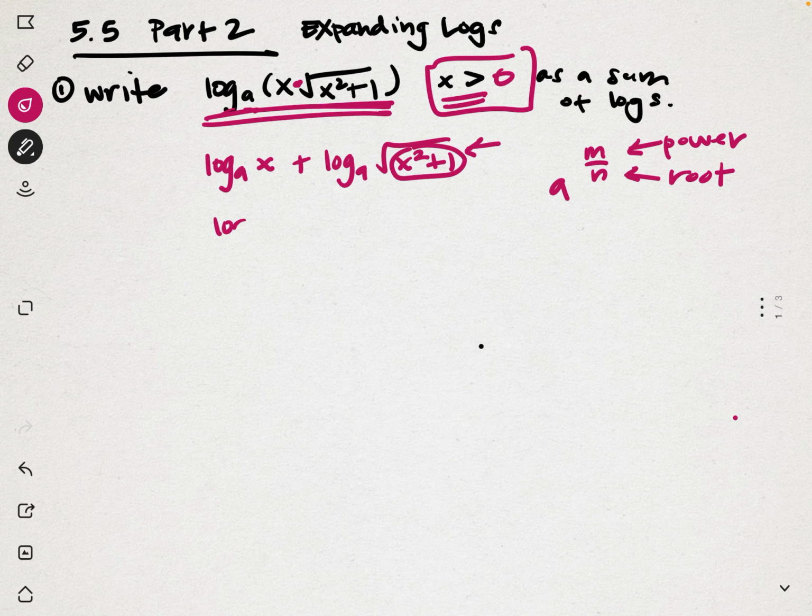So what we can do is say that we have x squared plus 1. We just said the power is 1, right? Because there's no exponent on that whole inside. So 1 over, and the root is 2. If that were a cube root, the bottom would be 3. If that were a fourth root, the bottom would be 4, and so forth.